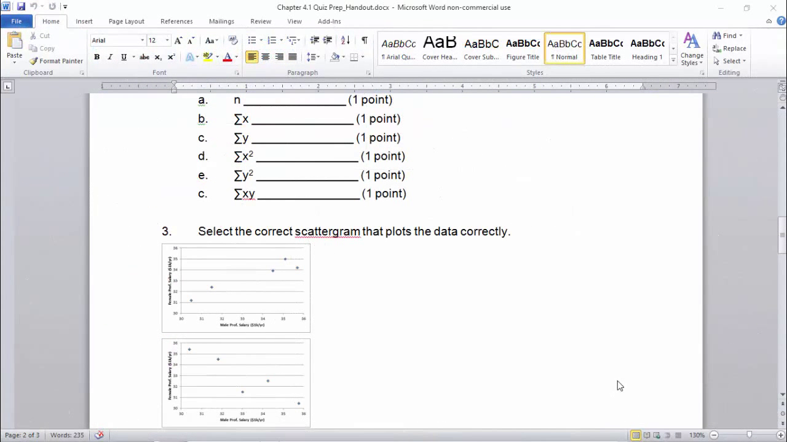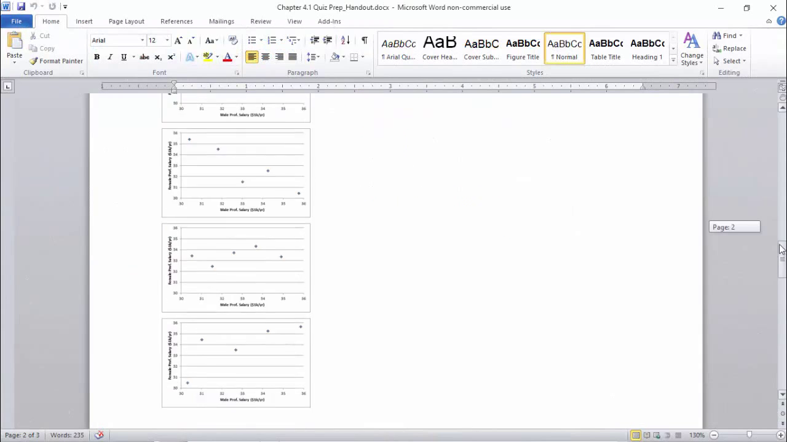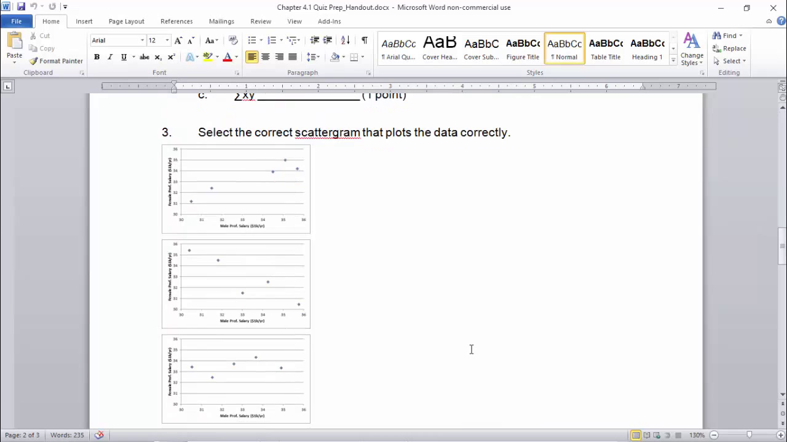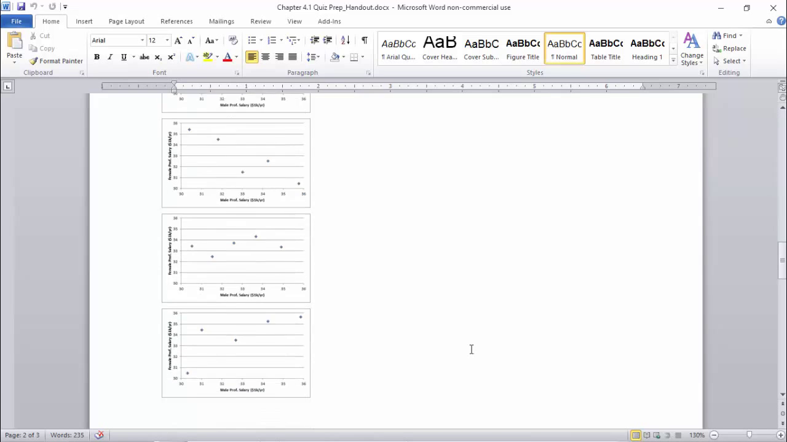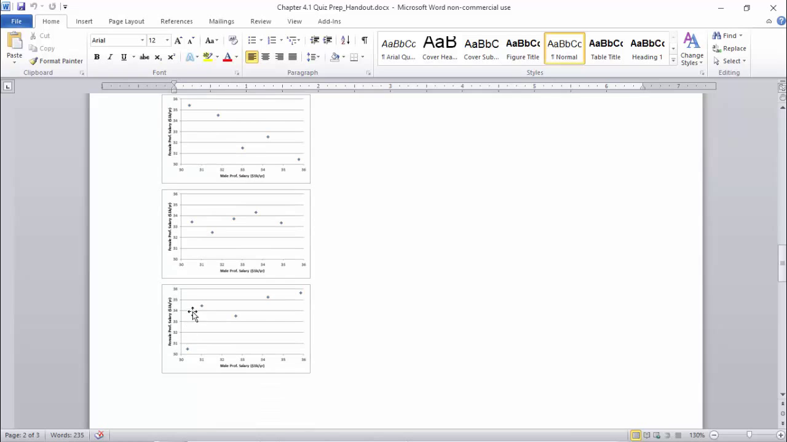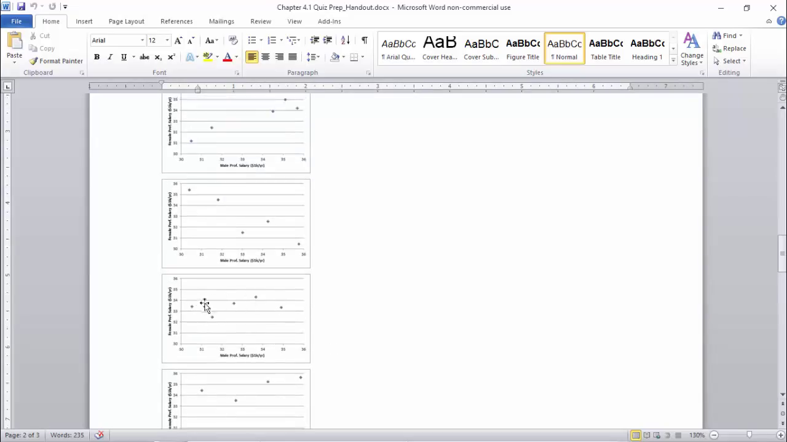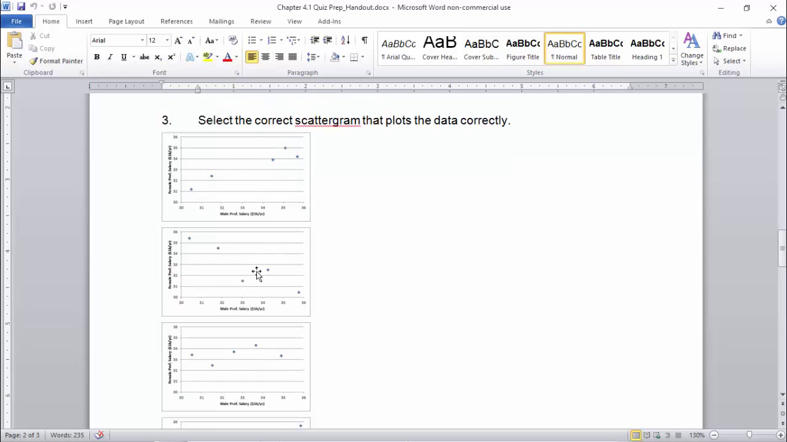And of course, let's look at the actual question. The actual question says, select the scattergram that plots the data correctly. Well, let's take a look here. Which is the one? Well, we certainly didn't see this pattern here. This one, we didn't have a high one like that. We didn't really have this one, which is kind of straight across. We certainly didn't have this one going down. This certainly looks like the one that we had, right? Isn't that what we had? So therefore, this first one, A, is correct.